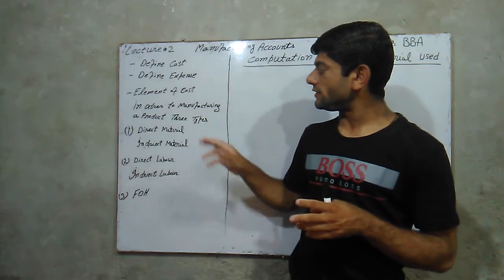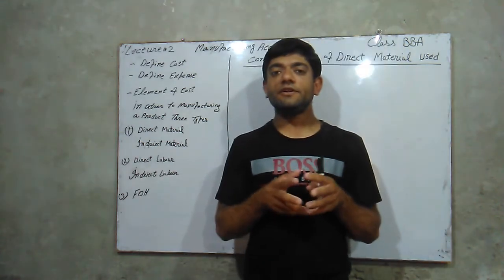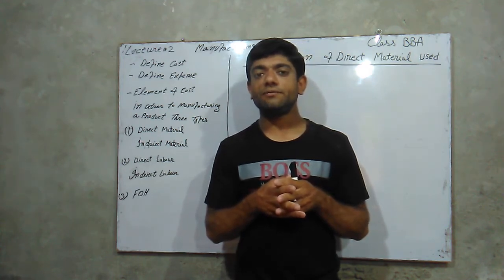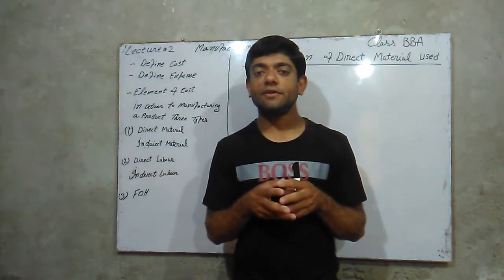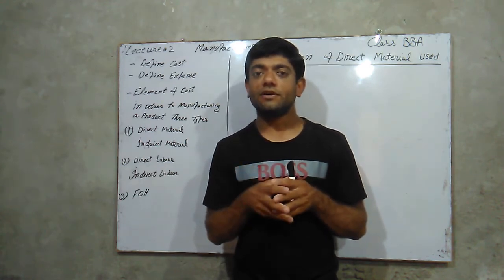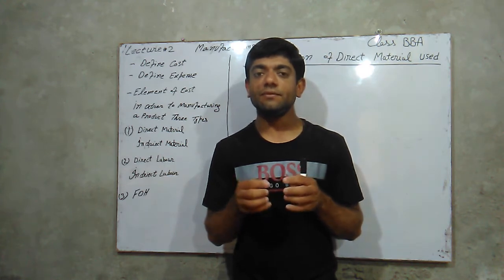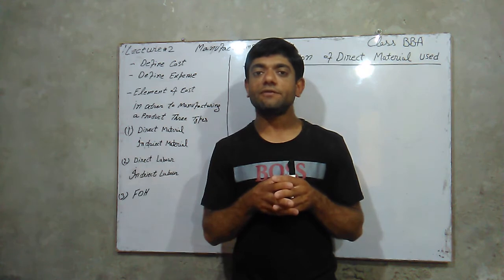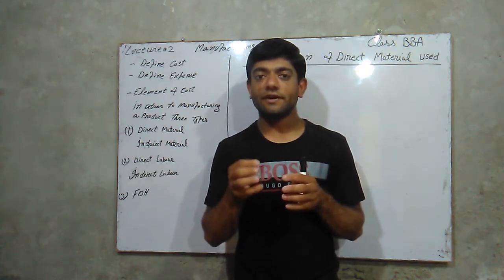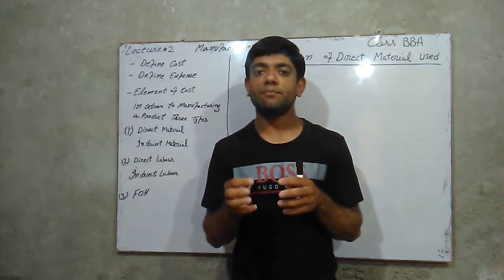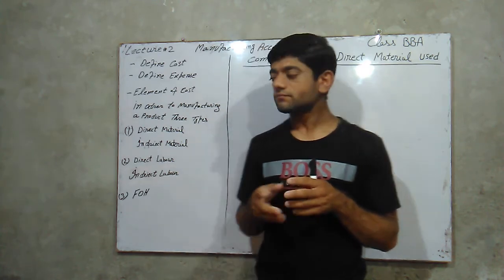So first, direct material. A material directly used in the production of goods is called direct material. Means in production of furniture, wood is a direct material. Wood is directly used in the production of furniture. So it's an example of direct material.